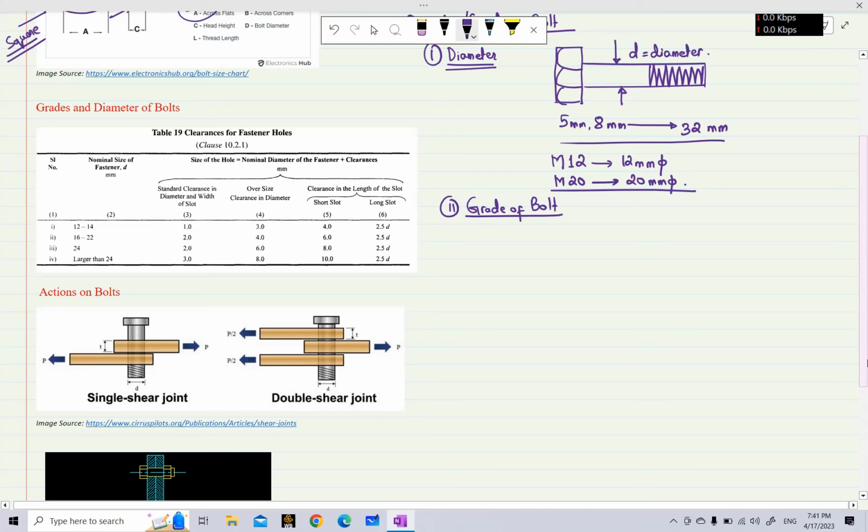So what is the grade of the bolt? The grade of the bolt is generally represented by such numbers as 4.6, 6.6, 8.8, 10.9 and something like this. So the grade of the bolt represents the stress or the strength of the bolt. This 4.6 is generally known as a mild steel bolt. We will see why it is called mild steel bolt. And the remaining grades are generally referred to as high strength bolts.